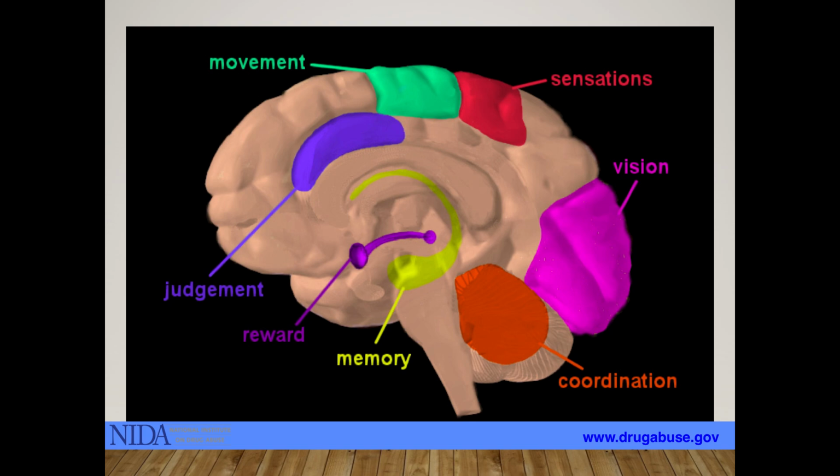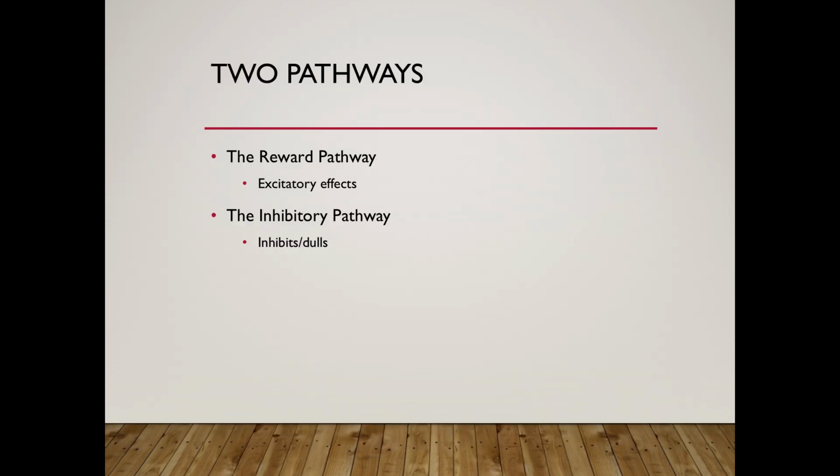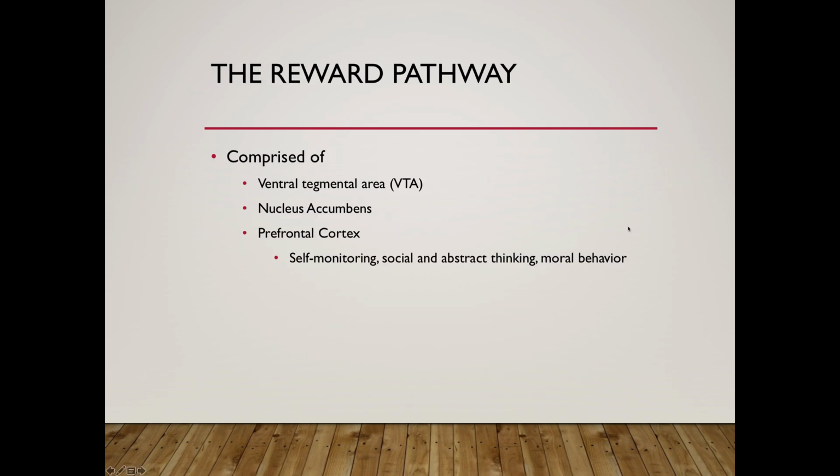So here's a nice model of the brain, right, from NIDA. And there's two pathways that come up a lot with addiction. The reward pathway, which is the I want to feel good pathway, right? As the cool kids say, I want this to be fire. And the inhibitory pathway is I want to feel less bad, right? Like, I'm hurting, I'm miserable, and this sort of dulls those thoughts.